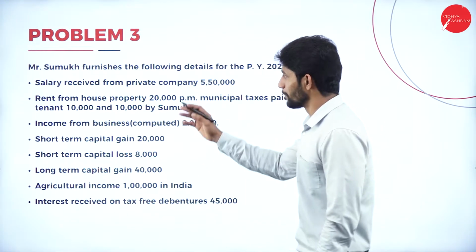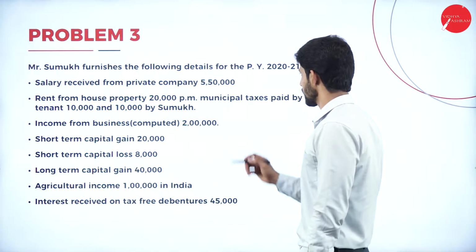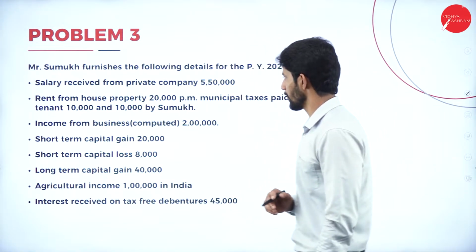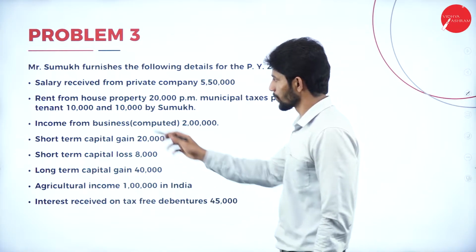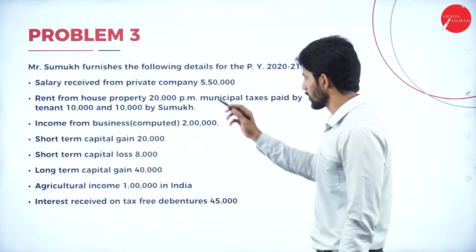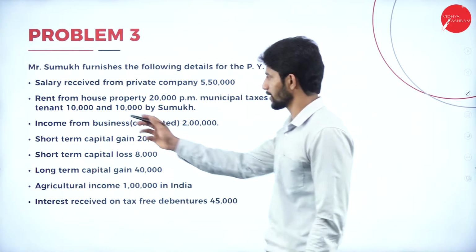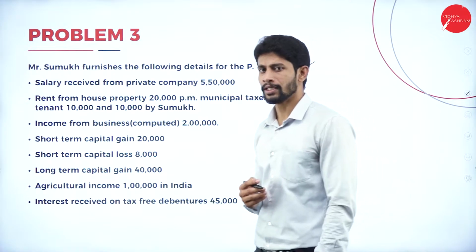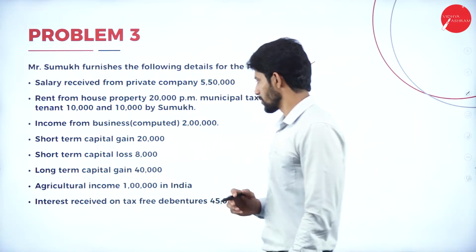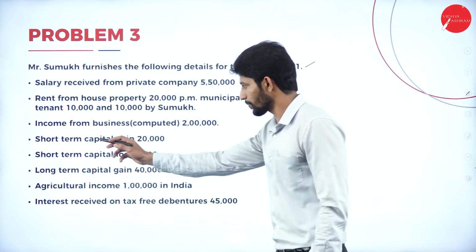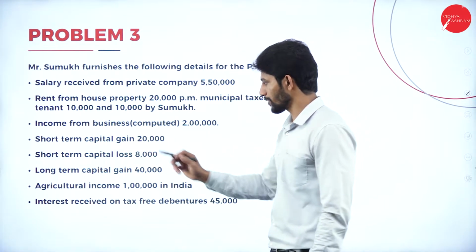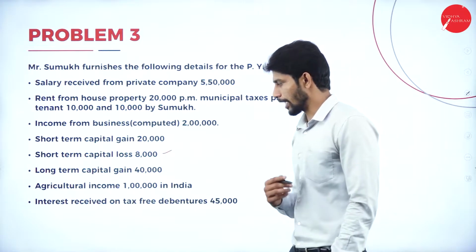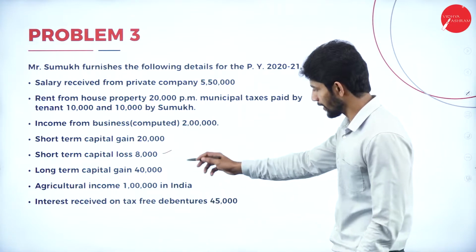Problem number 3. Mr. Sumukh furnishes the following details for the previous year 2020-21. Salary received from private company 5,50,000, rent from house property 20,000 per month, municipal tax paid by the tenant 10,000 and 10,000 by Sumukh, that is the owner of the house. Income from business 2 lakhs, short-term capital gain 20,000, short-term capital loss 8,000, long-term capital gain 40,000, agricultural income 1 lakh, that is in India.